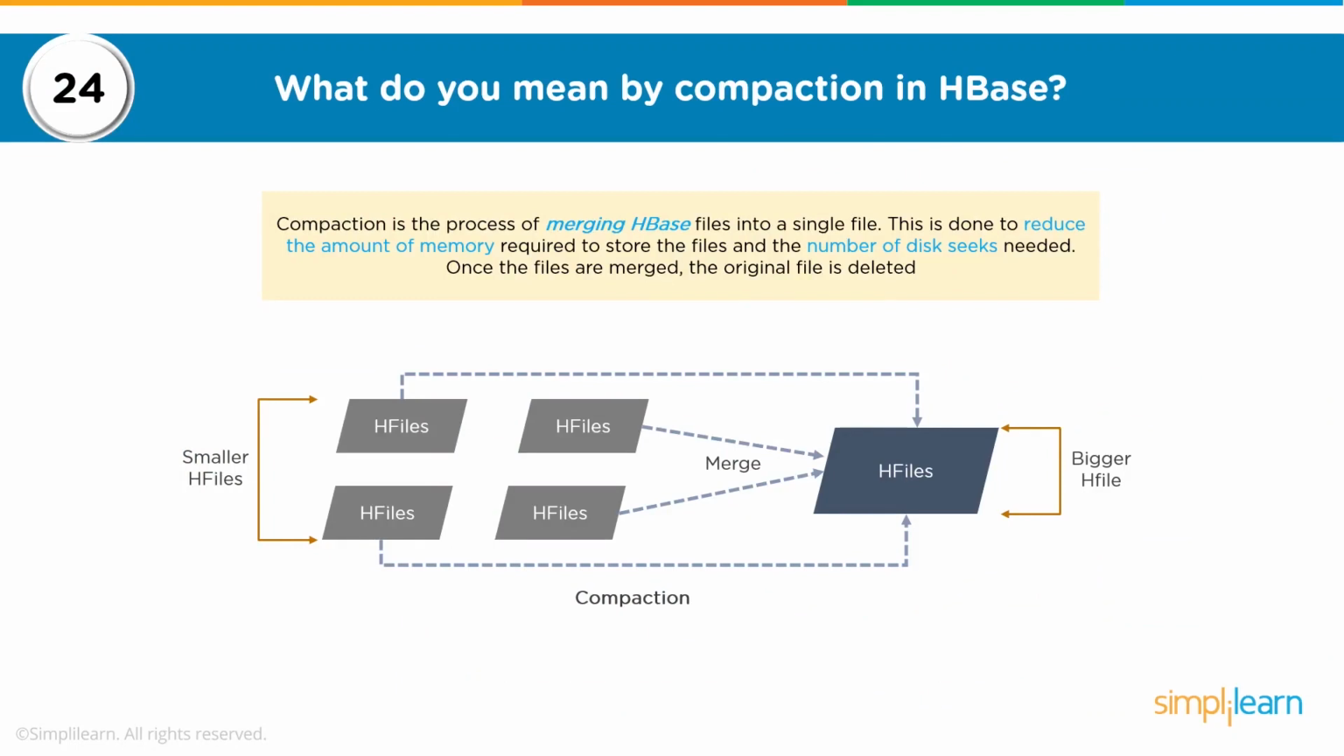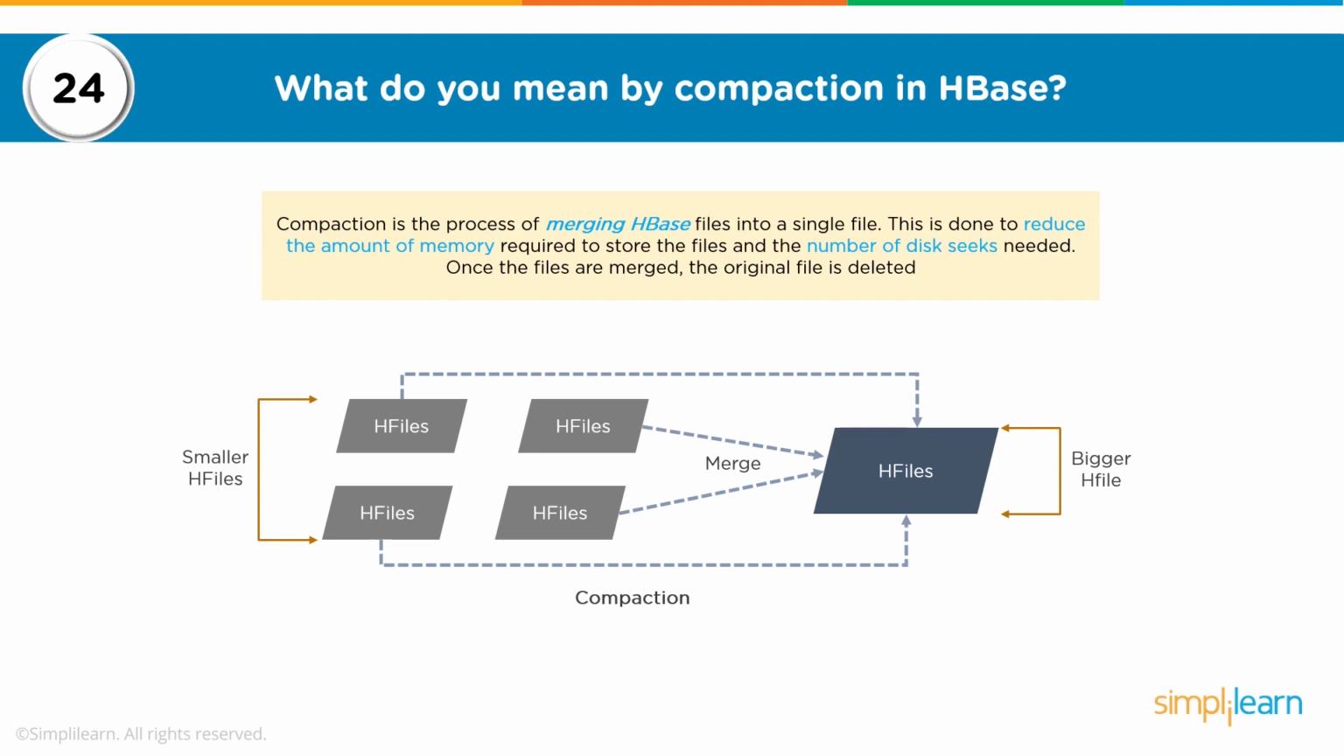Moving further, what do we mean by compaction in HBase? Now we all know that HBase is a NoSQL database which can be used to store huge amounts of data. However, whenever data is written in HBase, it is first written to what we call the write ahead log and also to the memstore, which is the write cache. Now once the data is written in the WAL and your memstore, it is offloaded to form an internal HBase format file which is called an HFile. And usually these HFiles are very small in nature.